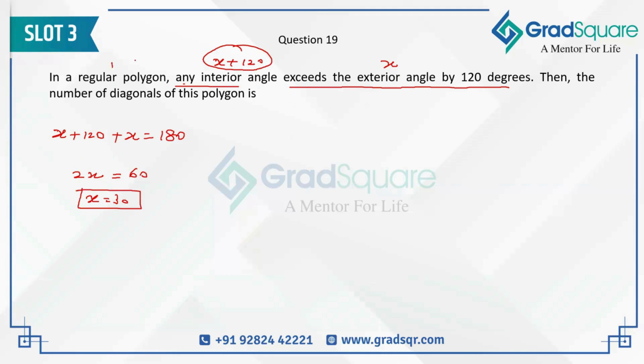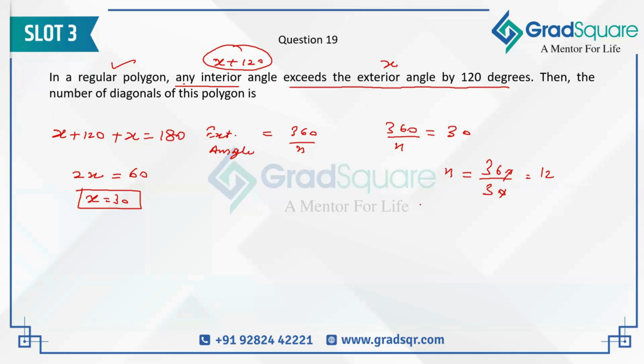And if it is a regular polygon, the value of the exterior angle is equal to what? 360 divided by n. Now 360 divided by n is turning out to be equal to 30. So n is going to be equal to what? 360 divided by 30. That's going to be equal to 12. So it's a 12-sided polygon that we are referring to.